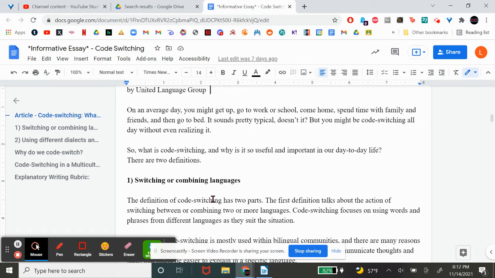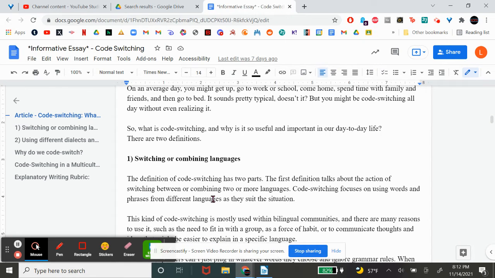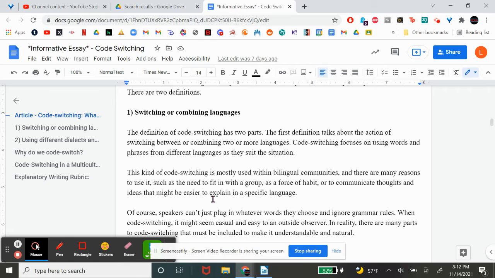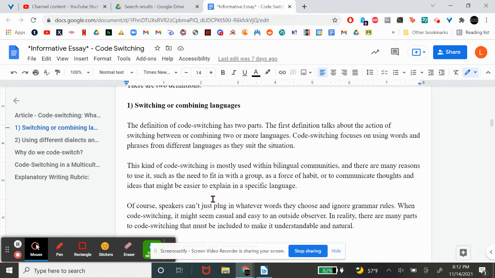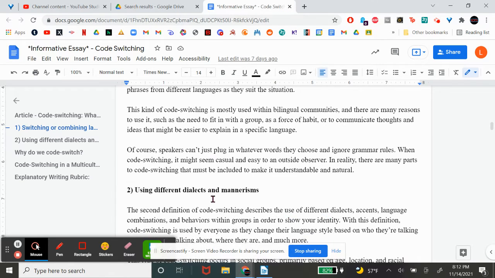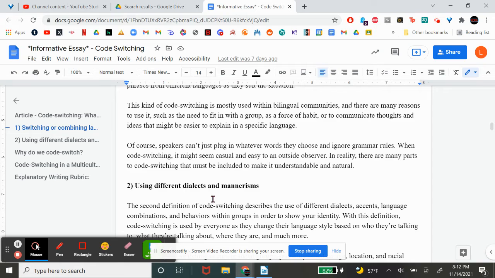There are two definitions. 1. Switching or combining languages. The definition of code switching has two parts. The first definition talks about the action of switching between or combining two or more languages. Code switching focuses on using words and phrases from different languages as they suit the situation. This kind of code switching is mostly used within bilingual communities, and there are many reasons to use it, such as the need to fit in with a group, as a force of habit, or to communicate thoughts and ideas that might be easier to explain in a specific language.